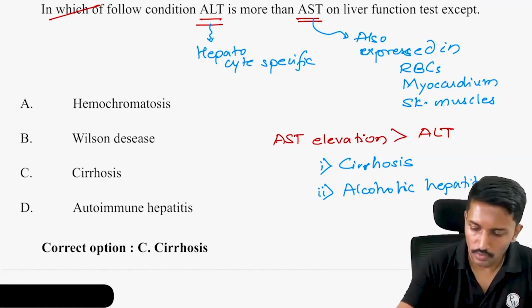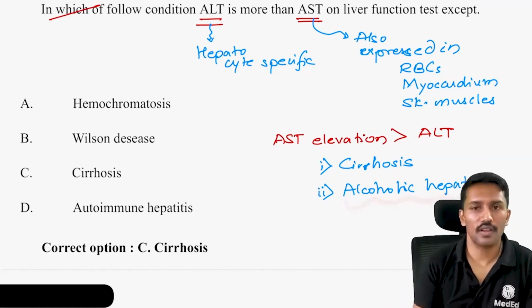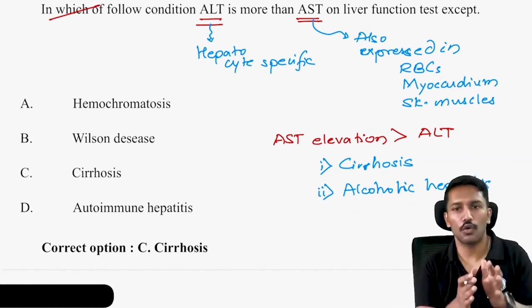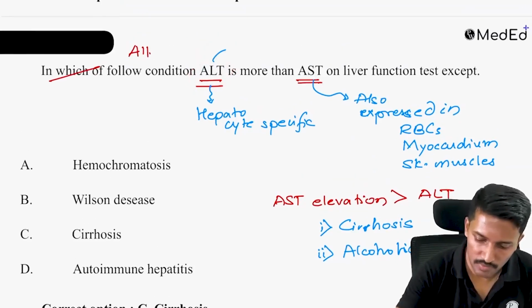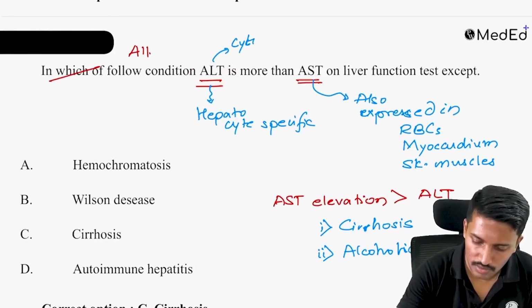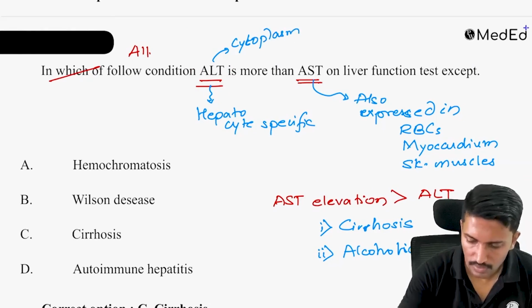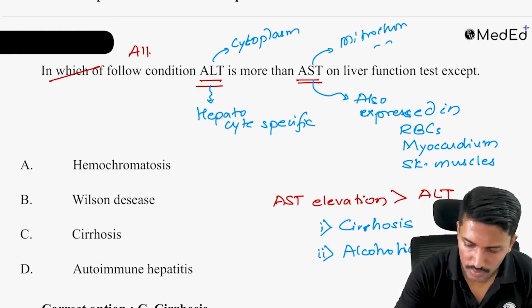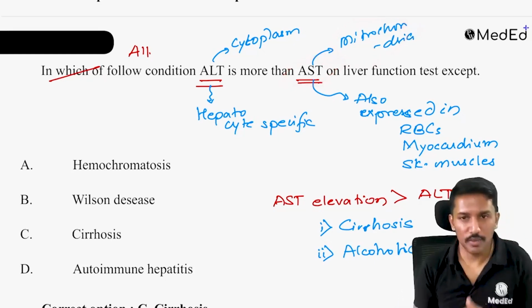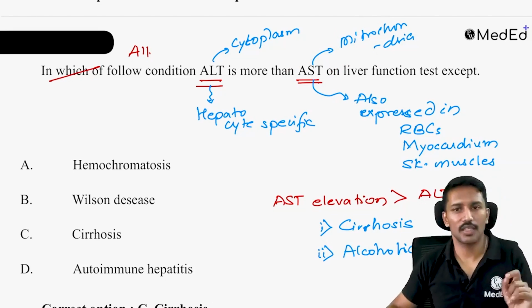Okay. Now alcohol is a mitochondrial toxin. And ALT is a cytoplasmic enzyme. It is present in the hepatocyte cytoplasm. And AST is present in the mitochondria. So obviously alcohol will affect the mitochondria more, so AST will be released from the mitochondria. That is reason number one.